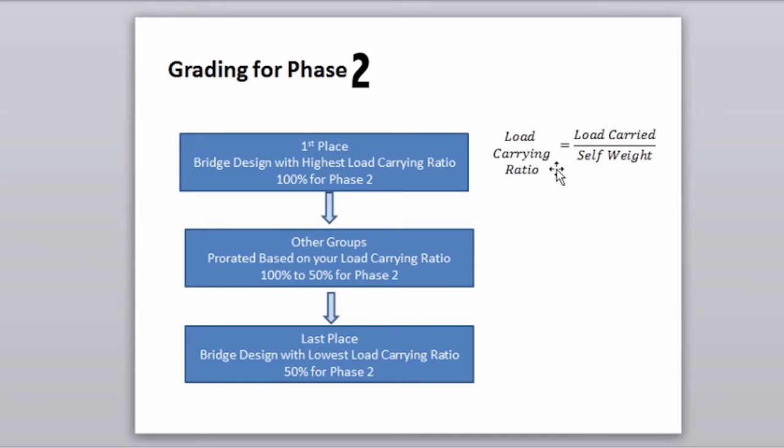The group with the highest ratio is going to be given 100%. The group with the lowest ratio is going to be given 50% for Phase 2. Groups in between are going to be given a prorated mark between 100 and 50%. Later on in this video, we'll go over in detail how you can calculate the load carrying ratio for your bridge design.